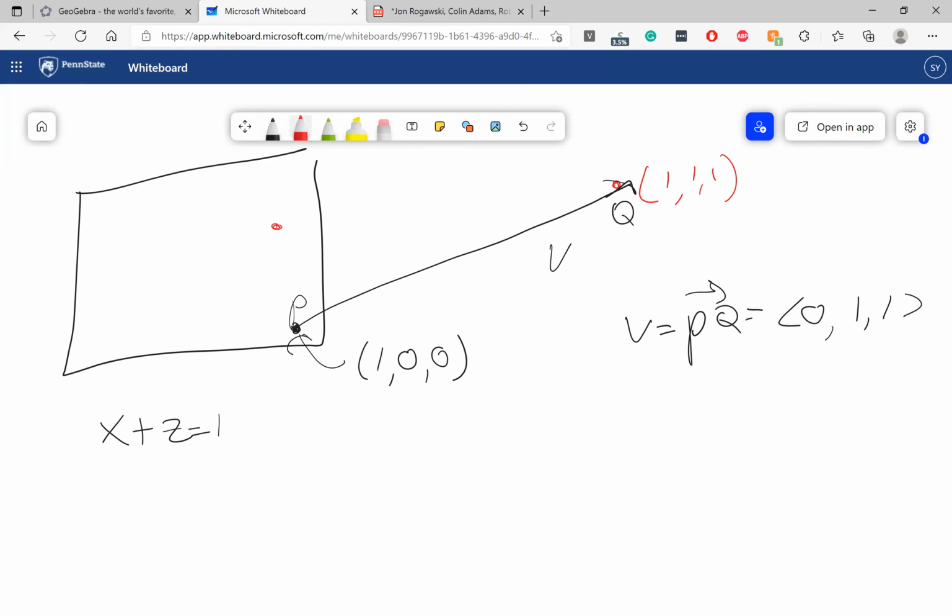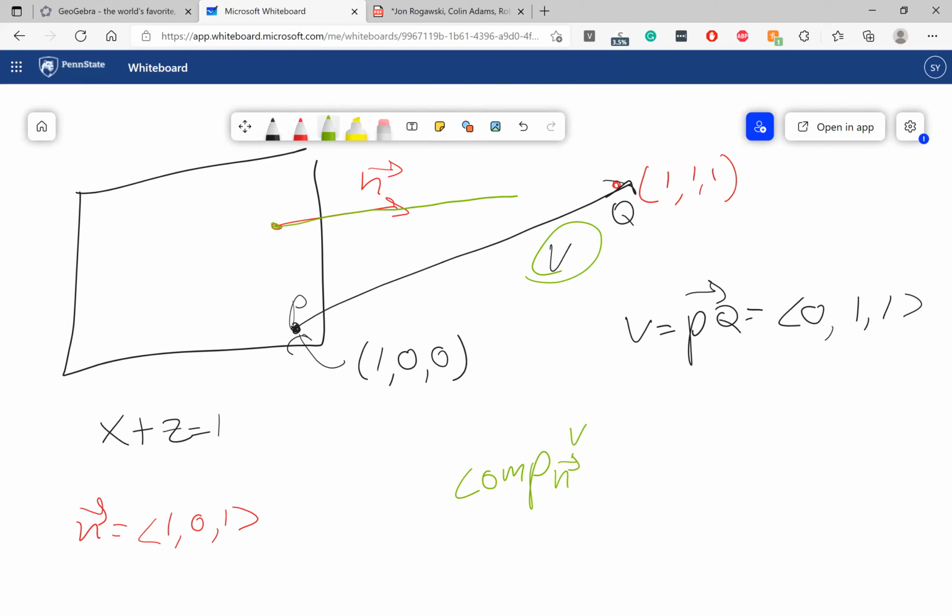Now we look at our normal vector. This is our normal vector n. And what's the normal vector? It's the vector 1, 0, 1. Okay, and now let's say we just want to know the distance. So we can find the component of the projection of the vector v onto the vector n, which gives you this length over here, from here to here. And that should give you your distance from the plane, the shortest distance from the plane to this point over here.